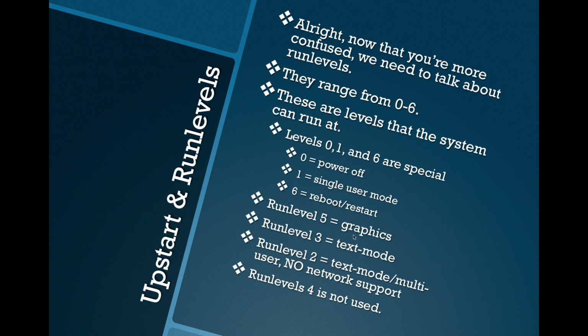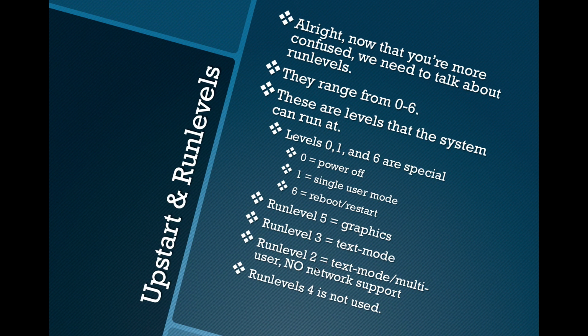Run level 5 has your graphics, and the version of Linux I'm running right now has graphics installed, so I'm currently, when I show you my machine in a second, in run level 5. Run level 3 is text mode only. In other words, it's Linux without graphics. There's no GNOME, no KDE, no graphics implementation at all.